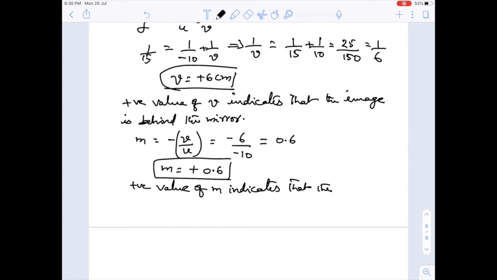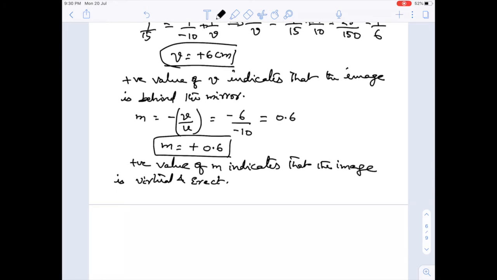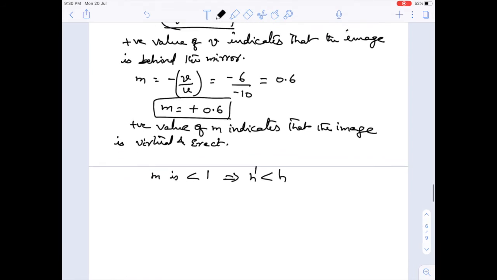The image is virtual and erect. Image is virtual and erect. Now, as we can see, m is less than 1, which implies the height of the image, or size of the image, will be less than the size of the object. H dash is less than h.